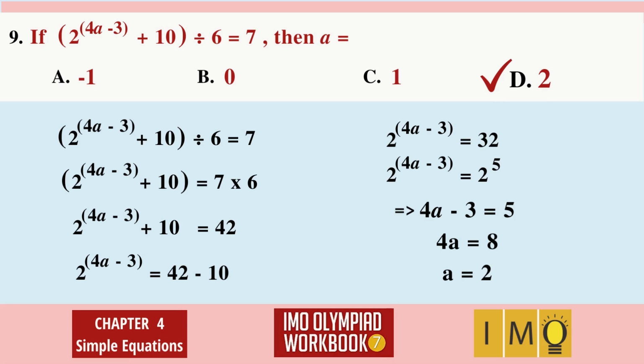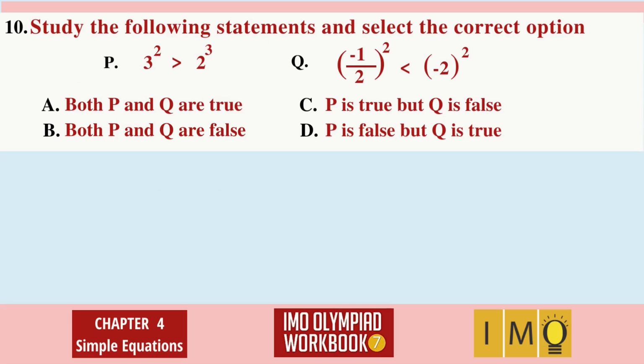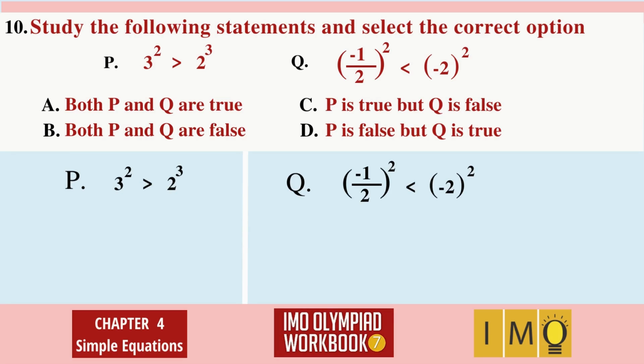Now, question number 10. Study the following statements and select the correct option. Here, we need to find if the statements P and Q are true or false. So, let us start with statement P. 3 square is greater than 2 cube. First, let's find the values. 3 square is 9 and 2 cube is 8. Obviously, 9 is greater than 8. So, statement P is true.